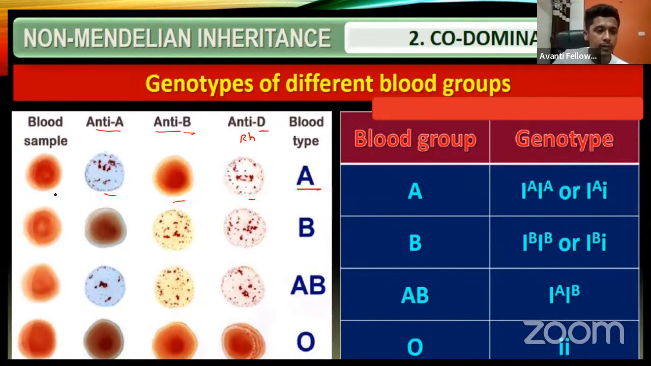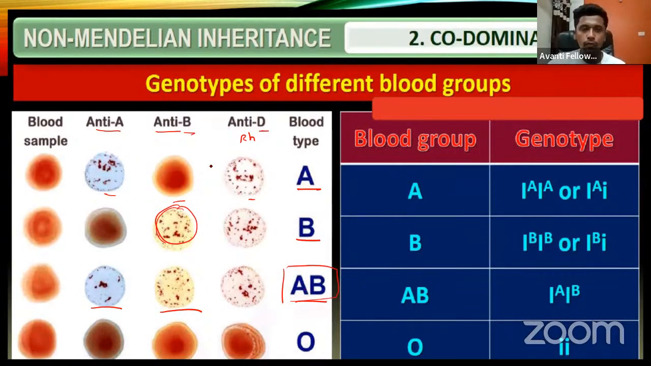Now you can see here in blood sample B, anti-B is added, and there is agglutination. For anti-B, the B blood group will react. So the person's blood group will be B. Now for AB blood group, you can see that they have agglutinated for both anti-A as well as anti-B. Now we can confirm that the person's blood group is AB.